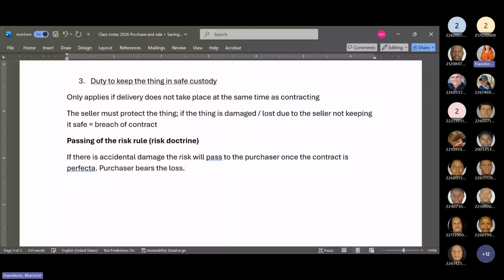When does the risk pass? When the contract is perfecta. Another word for perfecta is complete. Please note, perfecta is a legal term. It's not the same as perfect. Don't say when the contract is perfect. The word perfecta confuses you. Say when the contract is complete. So when is a contract perfecta?